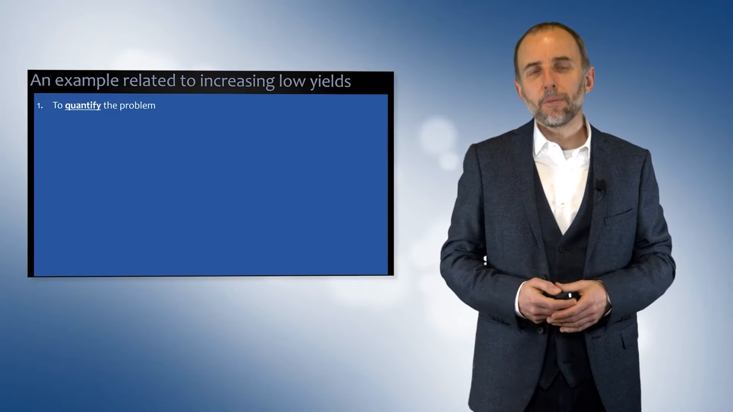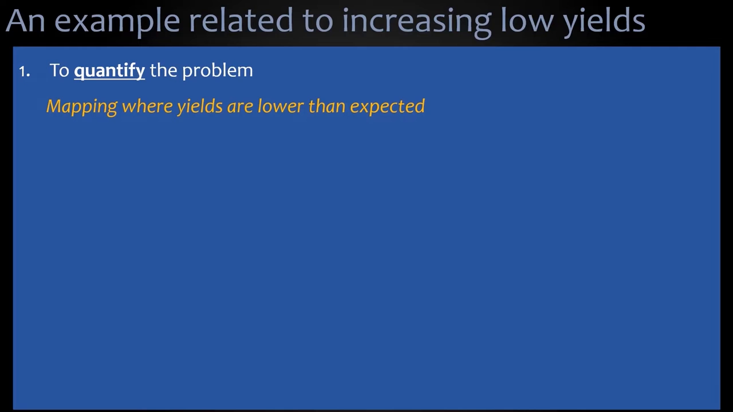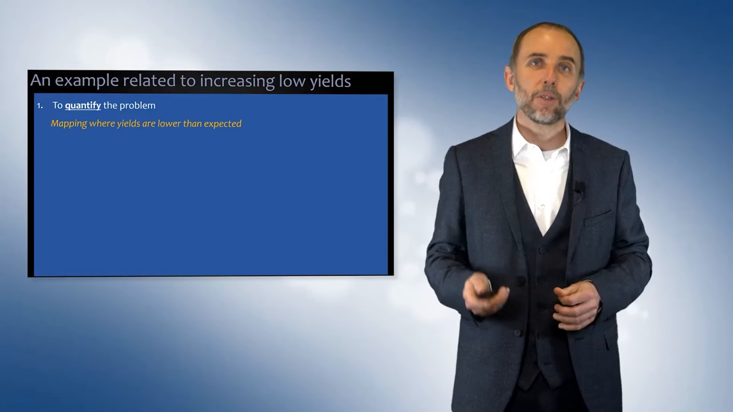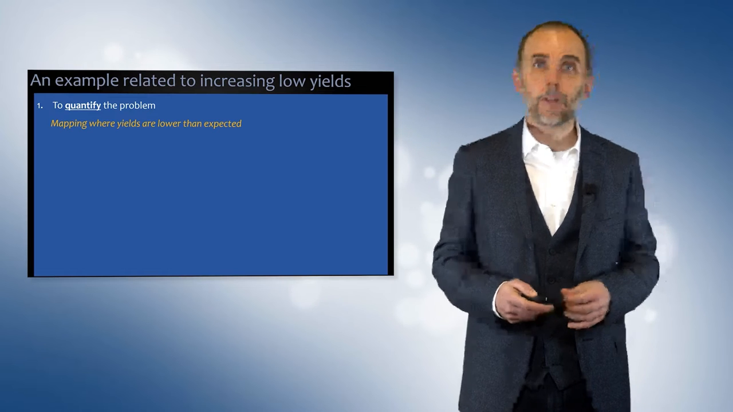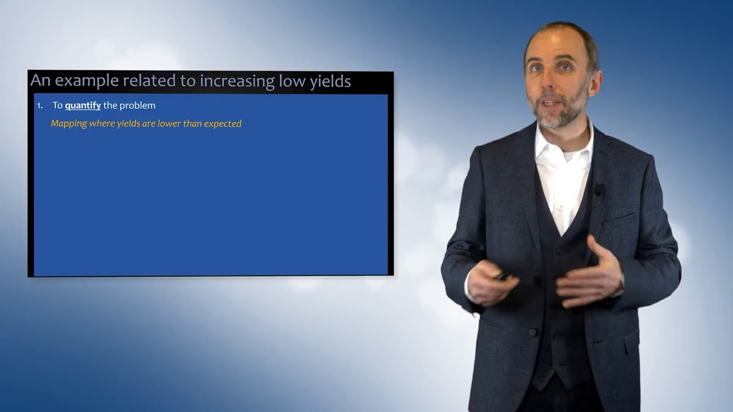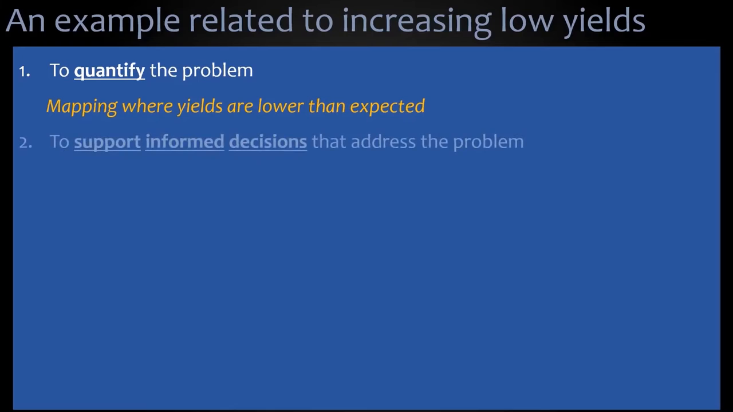Let's give a quick example of how you might quantify the problem. So let's think about mapping where yields are lower than expected. I showed in the previous lecture an example of where this has been done by other researchers, showing very detailed maps of the variability in yield. And you could see areas where they were much lower than others.